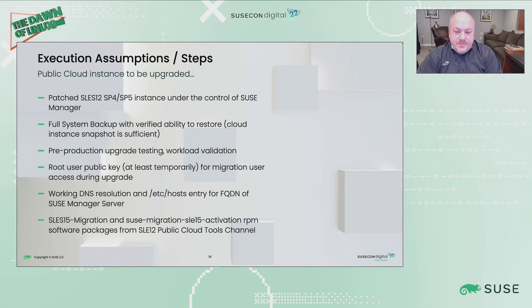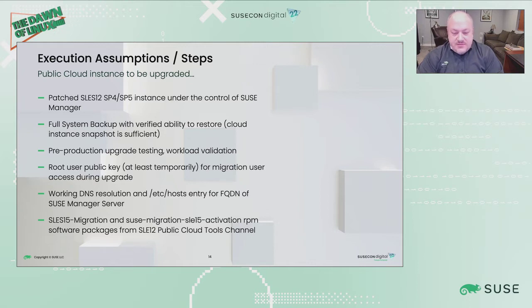Should be pretty straightforward. If we look at the public cloud instance assumptions, number one assumption is that you have a SLES12 SP4 or 5 or SLES for SAP12 SP4 or 5 instance under the control of SUSE Manager that we can apply the DMS migration states and software channels to facilitate the upgrade. Again, I'm going to suggest full system backups with verified ability to restore. You need to be able to iterate this process and fail back in the event that you have a problem. Public cloud instance snapshots are definitely sufficient.